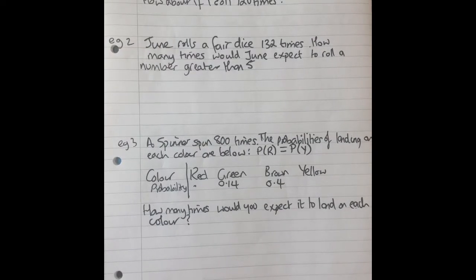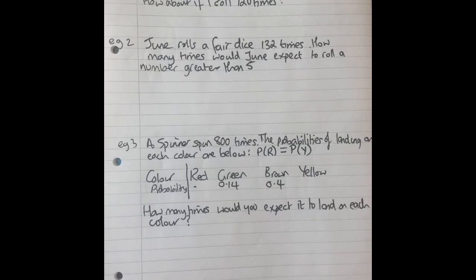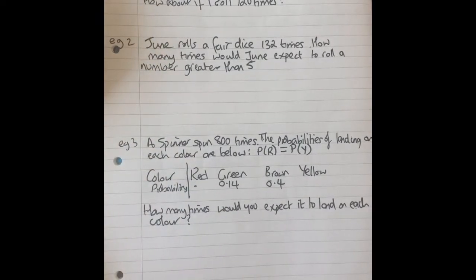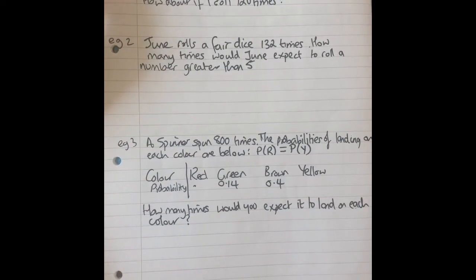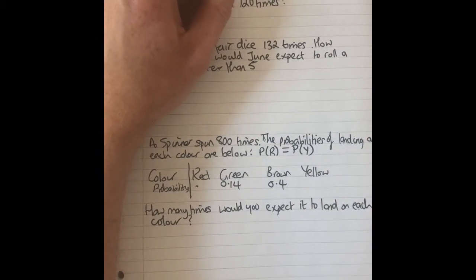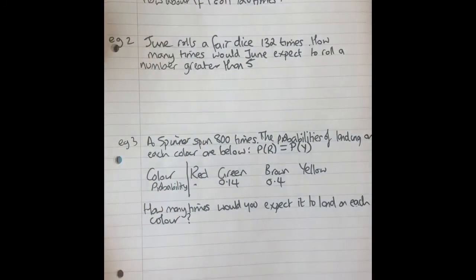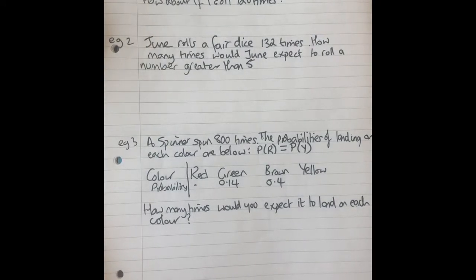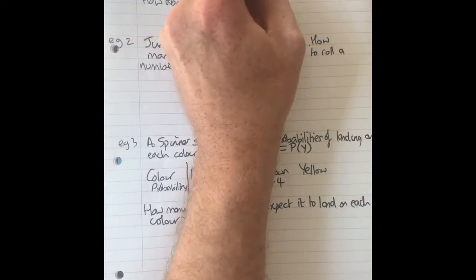Okay, clip 355, expectation. So this is using probability with the number of times you complete an event. For example, if you roll the dice 6 times, how many ones would you expect? Well, the probability of getting a 1 is 1 out of 6. So therefore, if you roll 6 times, it should be obvious that you should expect to get 1.